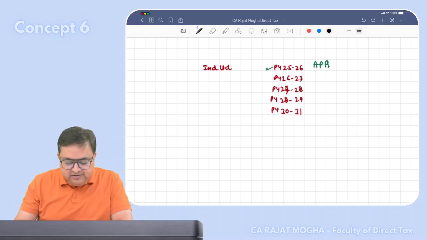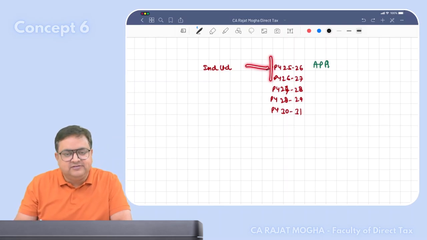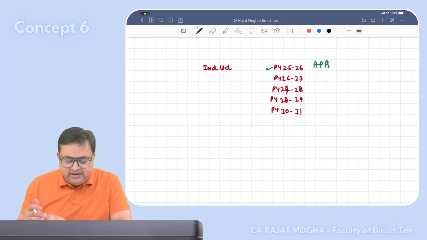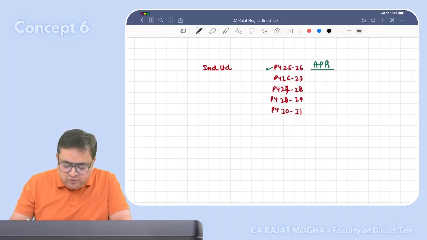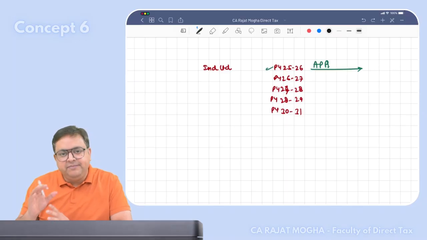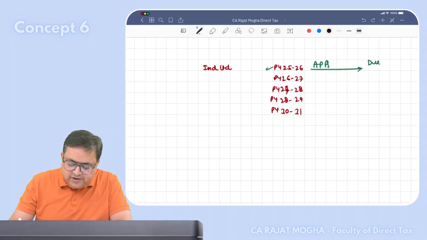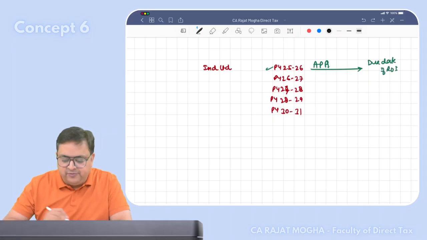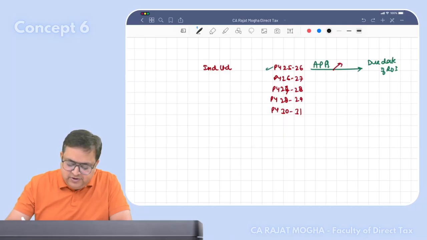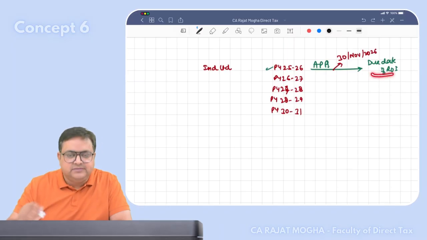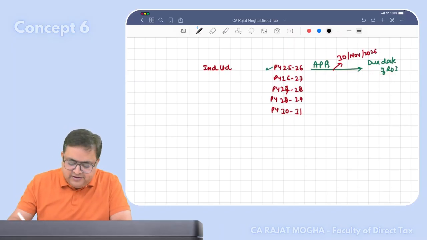So when he would have applied before 1st April 2025, it will take time. So let's say it took time, and you got APA very late. In fact, after the due date of ROI. Let's say, for example, the due date of this was 30th of November 26, and you got the APA after the due date.